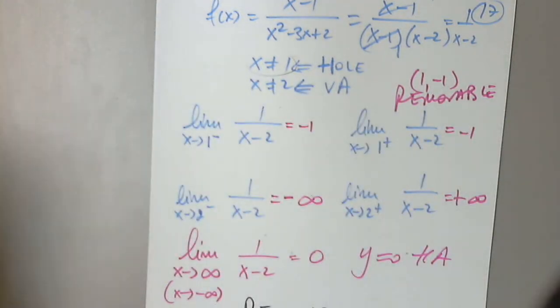Good, other questions? Yes. So the horizontal asymptote is 0. Yes. And the vertical is 2. Yes.